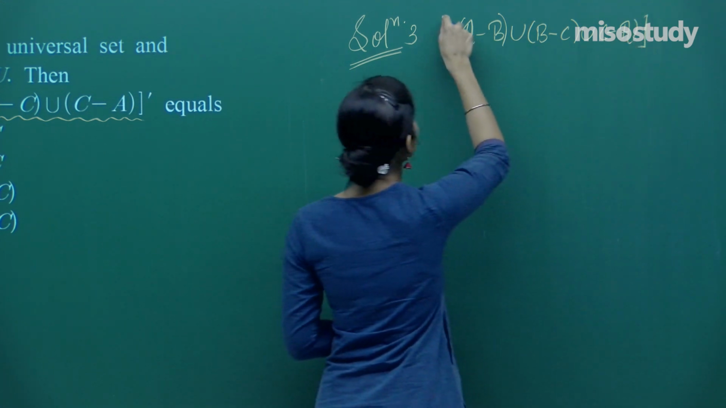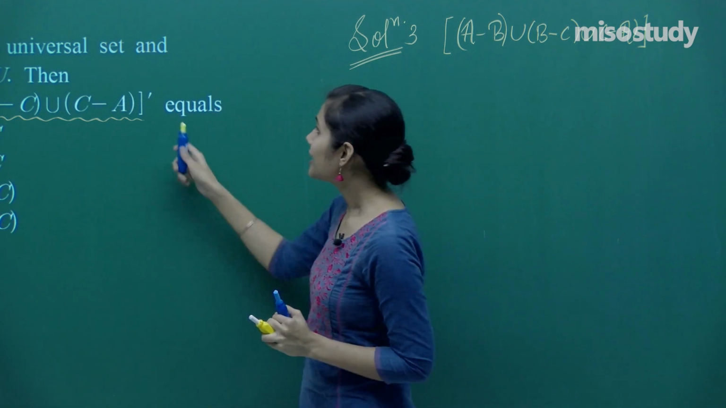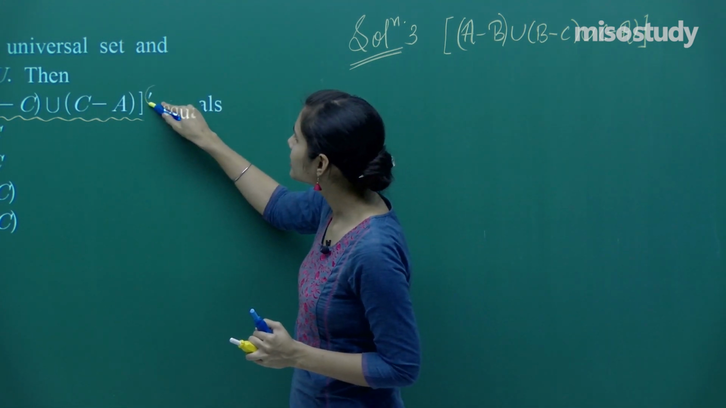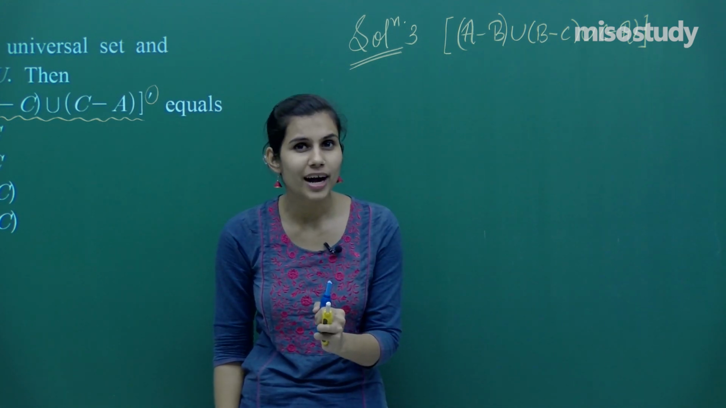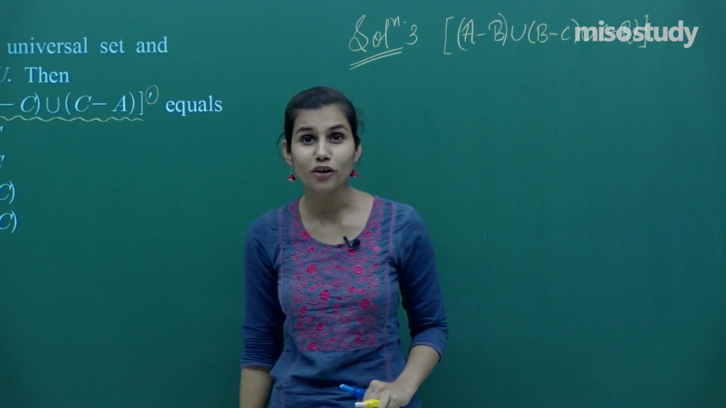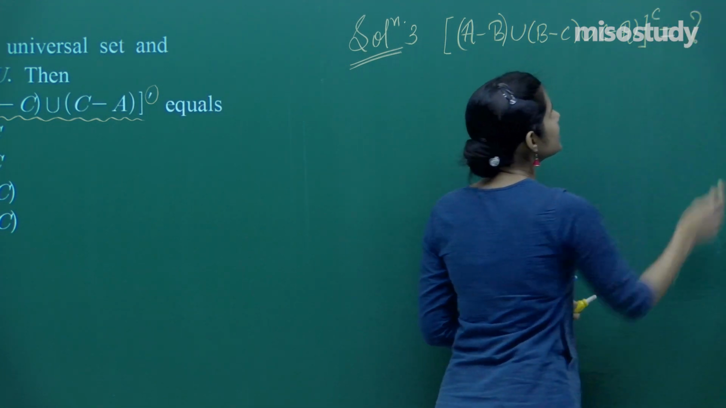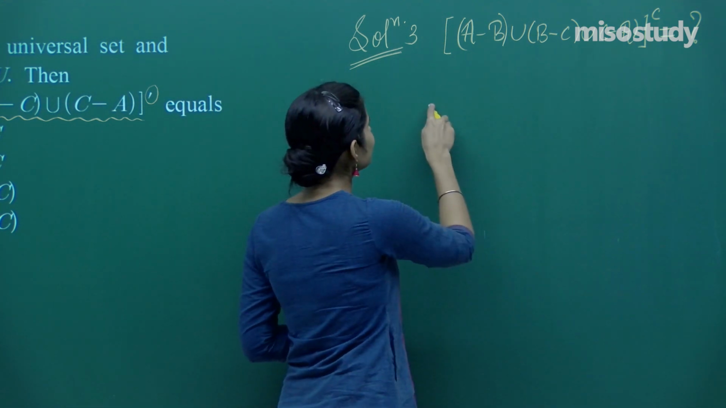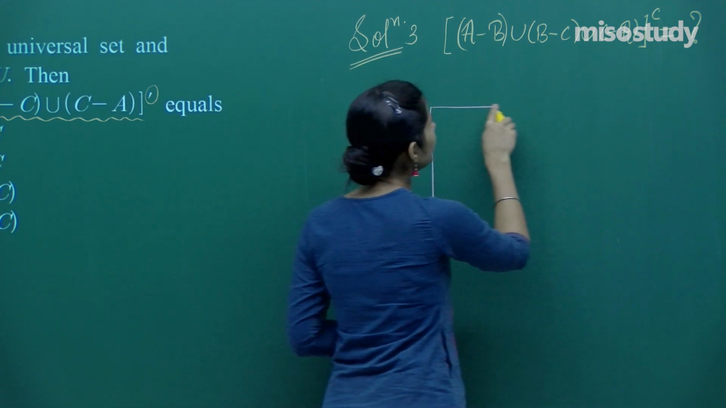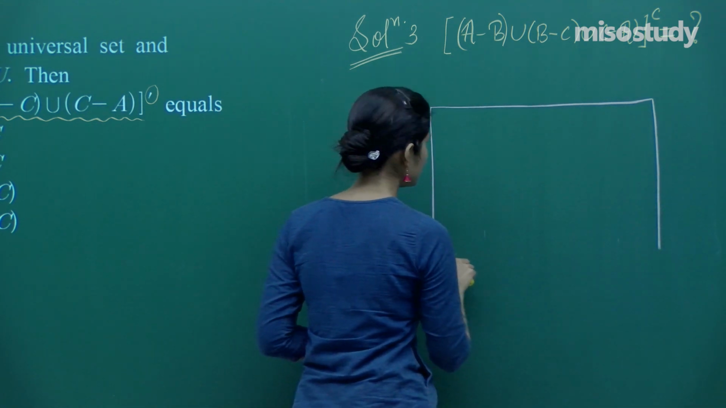And once you obtain this set, firstly you have to obtain this set. After that, the question is saying, look at this prime symbol. That means you don't just have to find the set but find the complement of this set. This is what you have to find. For this, let us try and draw a big Venn diagram which can cover all the 3 sets in the picture.